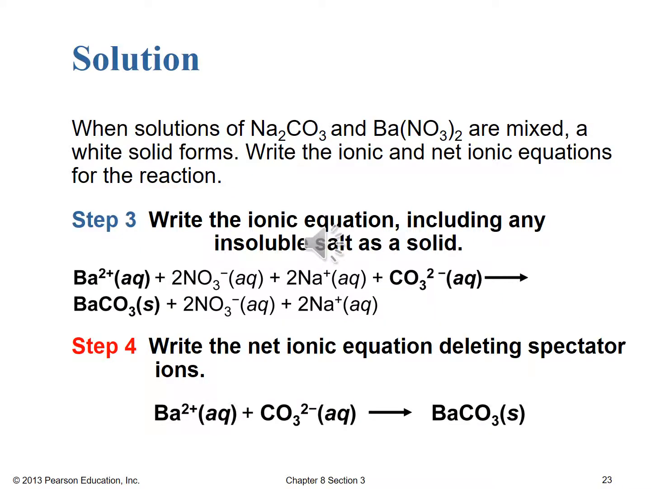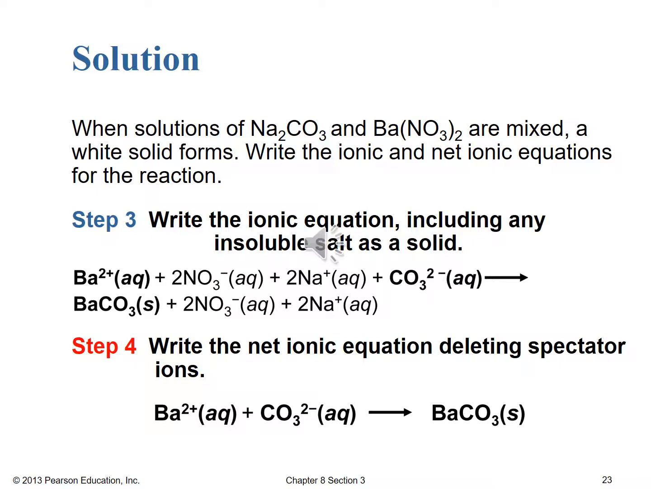Now in step 3, we can write the ionic equation, including any insoluble solid. So we have Ba2+ aqueous plus 2NO3- aqueous plus 2Na+ aqueous plus CO3 2- aqueous yields the barium carbonate solid that we know is insoluble by the solubility rules, plus 2 moles of nitrate ion aqueous plus 2 moles of sodium ion aqueous. So now in step 4, we can write the net ionic equation by deleting these spectator ions.